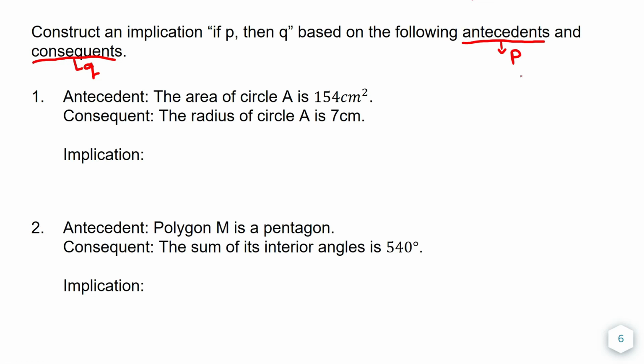Okay, P is denoted as antecedent. Meanwhile, Q is denoted as consequent. Okay, for the first question, antecedent, which is the area of circle A is 154 centimeter square. Okay, this is P. We denote this as P, which is antecedent. The consequent, the radius of circle A is 7 centimeter. Then we label this as Q. Then the question asks to construct an implication, which is if P then Q, in this form.